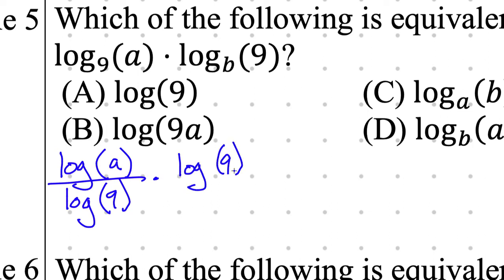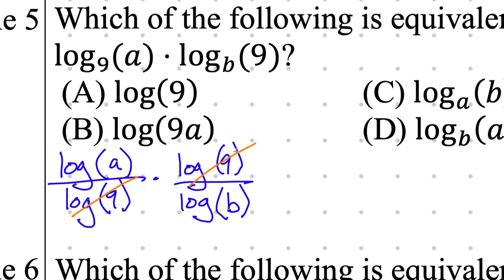Good. Say it one more time. Yeah, log of B, perfect. Someone else, quiet raised hand. What do you notice? What can you get rid of? The 9s. Log of 9, log of 9. Let's cross cancel them.